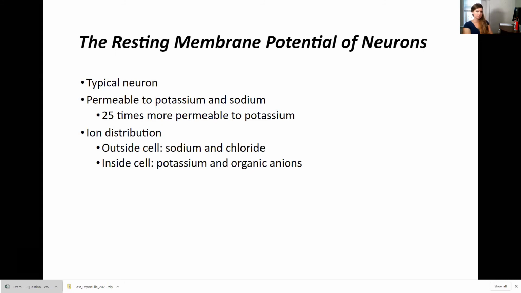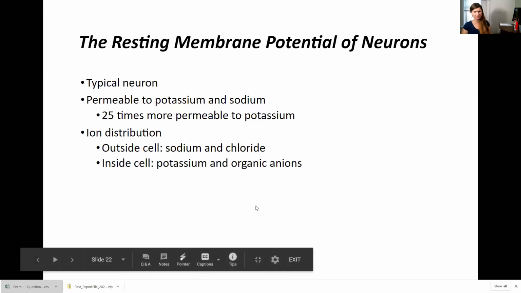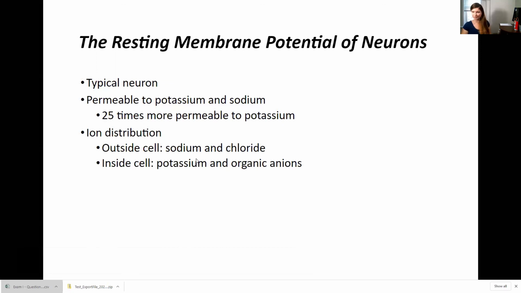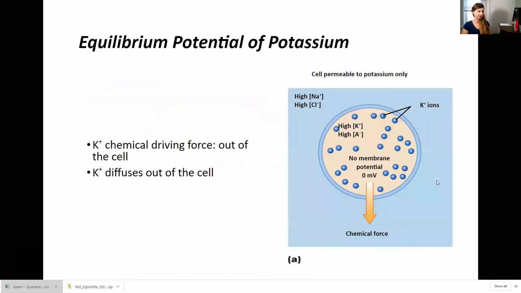Now, we're also going to see in our neurons that we have a distribution of ions. So we already talked about the sodium and potassium part. We have a lot of sodium outside the cell, not very much potassium, and a lot of potassium inside the cell. We're also going to have distribution of chloride and other anions. So chloride anions are outside the cell, and organic anions are inside the cell. And we won't focus as much on those really. So in terms of importance, remember about the sodium and potassium. Okay.